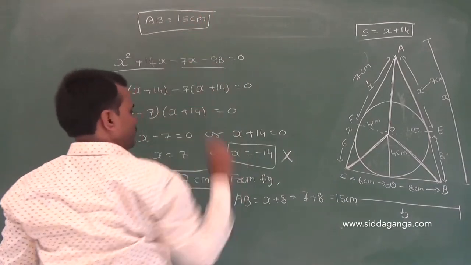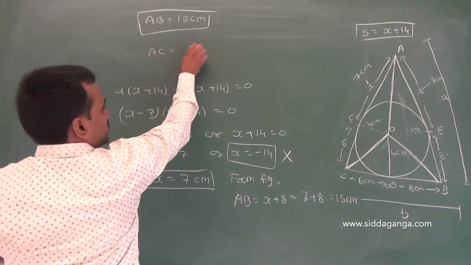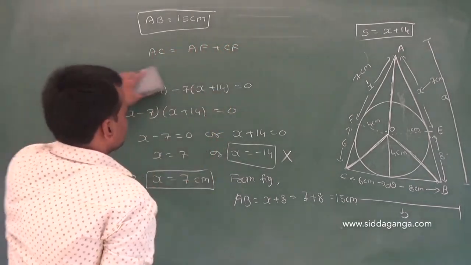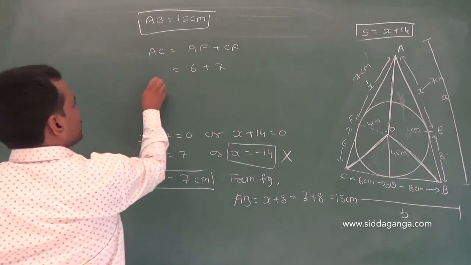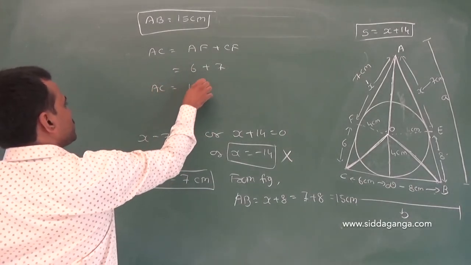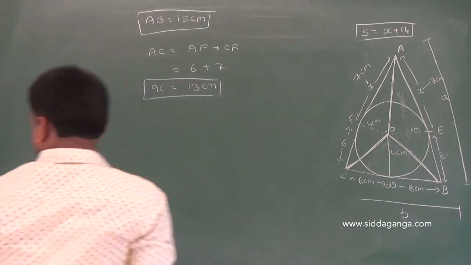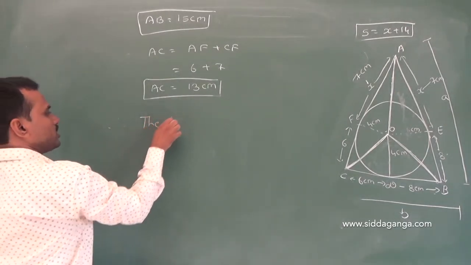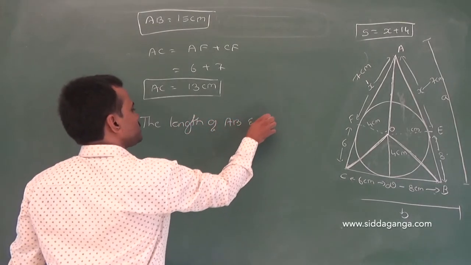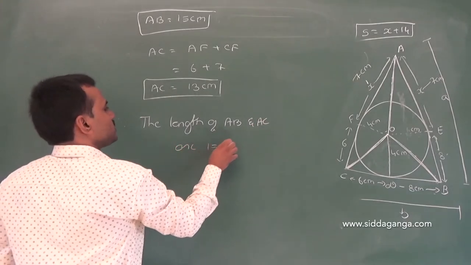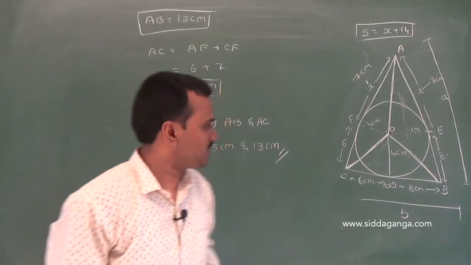One is over. Then one more, AC. AC is what? AF plus CF, from the figure. AF is 6, so 6 plus 7. AC is equal to what? 13 centimeter. Therefore, the lengths of AB and AC are 15 centimeter and 13 centimeter.